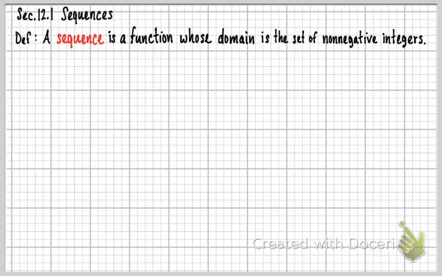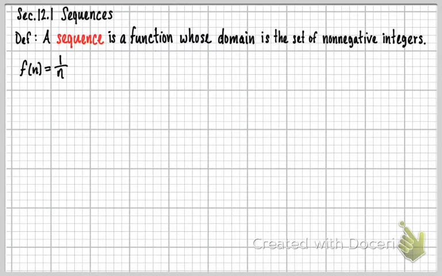Section 12.1, sequences. A sequence is a function whose domain is the set of non-negative integers. So let's take the sequence f of n equals 1 over n. All we're going to do here is make a list of these values or terms. So let's take a look at the first one.